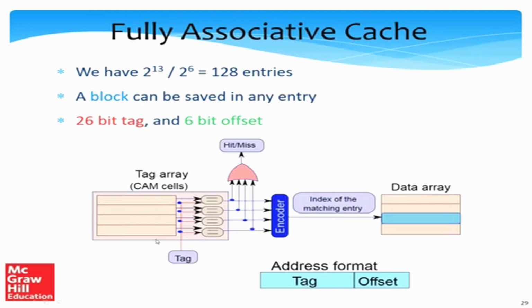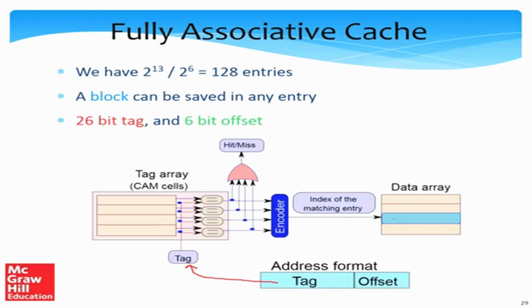So recall that a CAM is a content addressable memory. The block address is essentially the tag part of the address. This is compared with each and every entry stored in the tag array. If we don't find an entry, it's a miss. If we find an entry, and we'll never have duplicates, then we access that entry of the data array.